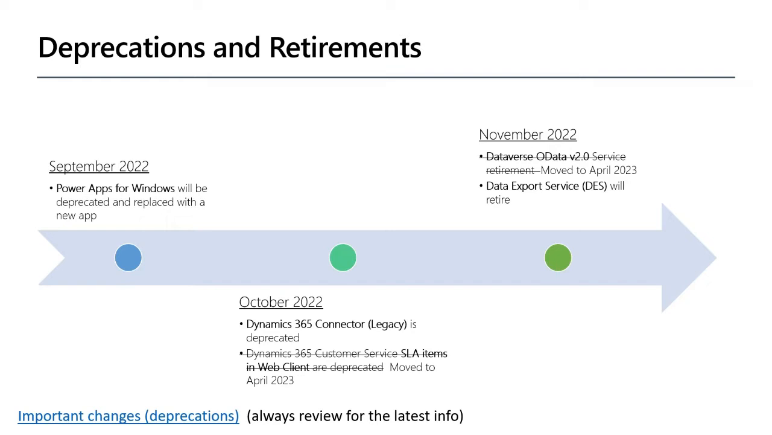So if we look at November, there are some similar things there. The first one, the OData version 2 service has been deprecated. It'll be retired. It's been moved now from November to April on that one, so be aware of that. The data export service, however, will retire in November. So if you're using that, make sure you're moving over to Azure Synapse Link for Dataverse. And be aware that it will actually be retired and not just deprecated.